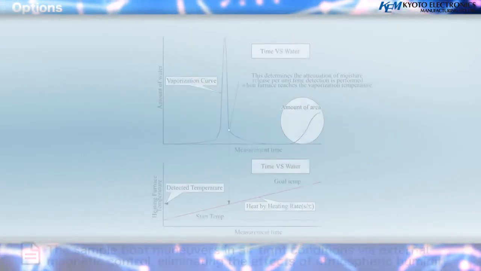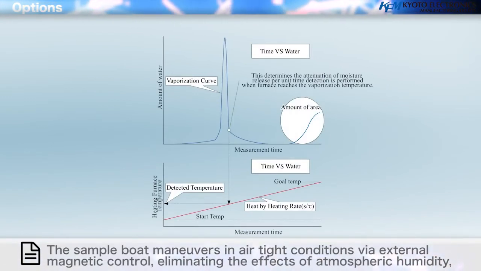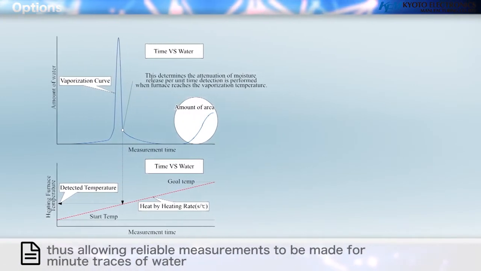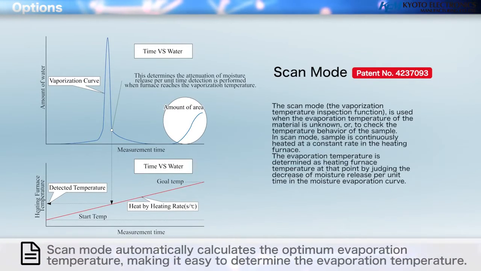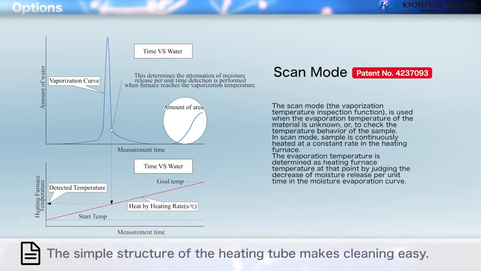SCAM mode for optimal evaporation is used to determine the evaporation temperature of a sample when it is unknown or to check the temperature behavior of the reagent. Heat the sample and bubble the evaporated water vapor in the cell for measurement.